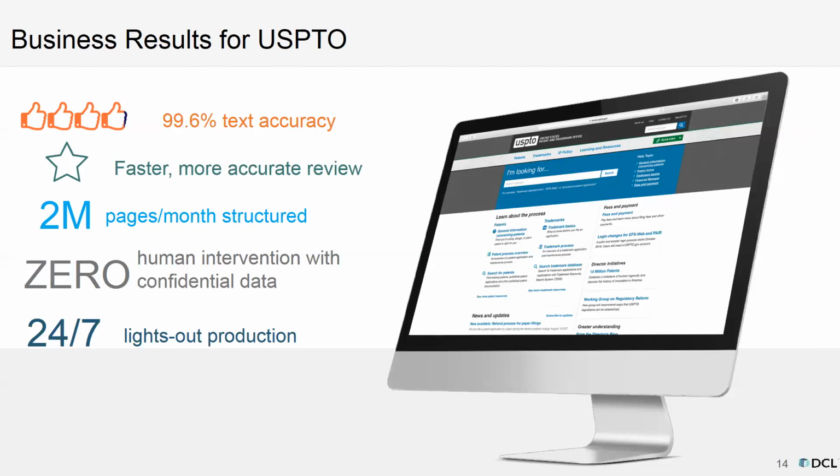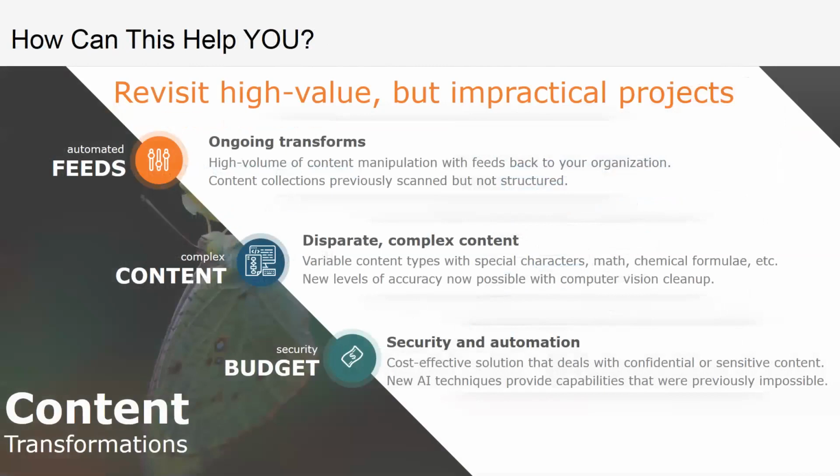Faster, more accurate review. 2 million pages are unstructured. I've said many times, zero human intervention, and it's running 24/7. They're able to get these up and loaded. It goes through our system typically in 15, 20 minutes and is ready to load onto the patent system. So how does this help you? We've talked about the patent system, which is a little bit different. First of all, it's very high volume, and there's a lot of automation that took place.